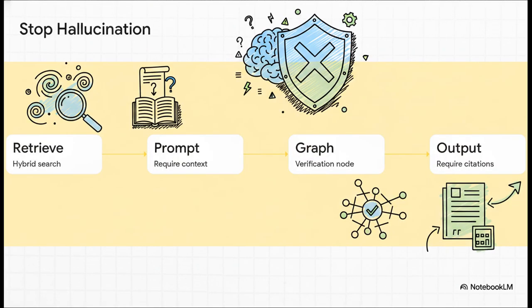Let's say you're fighting hallucination. Don't just prompt the LLM to be truthful. That really doesn't work. You have to build a multi-layered defense into the architecture. Use hybrid search at the retrieval layer. Force the prompt to rely on context. Actually build a verification node in your graph layer to double-check the LLM's work. And at the end, mandate citations.